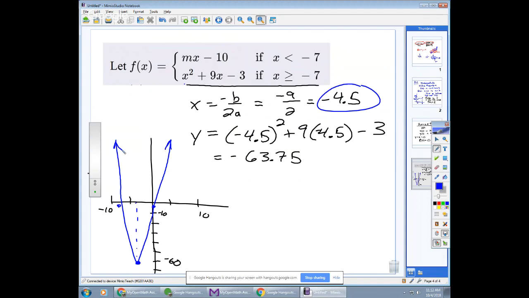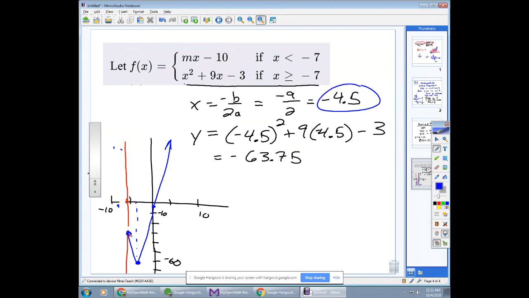All right, so then we want to cut this off. This is only for x greater than or equal to -7. So -7 is about over here. So that's where I'm going to chop it off right there. And do I get an open circle or a closed circle there? Closed circle because of the or equal to up there.